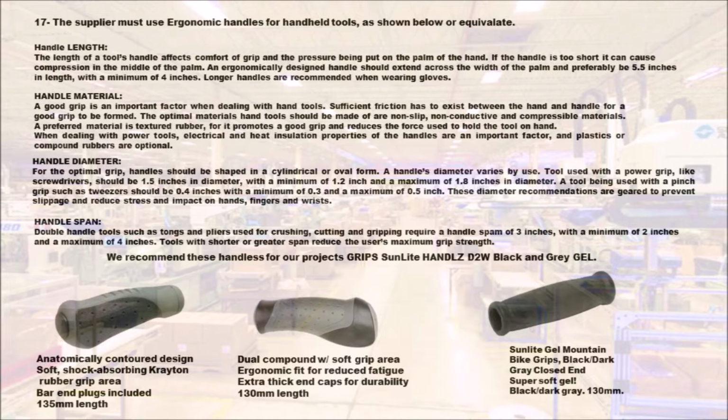Handle diameter. For the optimal grip, handles should be shaped in a cylindrical or oval form. A handle's diameter varies by use. Tools used with a power grip, like screwdrivers, should be 1.5 inches in diameter, with a minimum of 1.2 inches and a maximum of 1.8 inches in diameter. A tool being used with a pinch grip, such as tweezers, should be 0.4 inches with a minimum of 0.3 and a maximum of 0.5 inch.